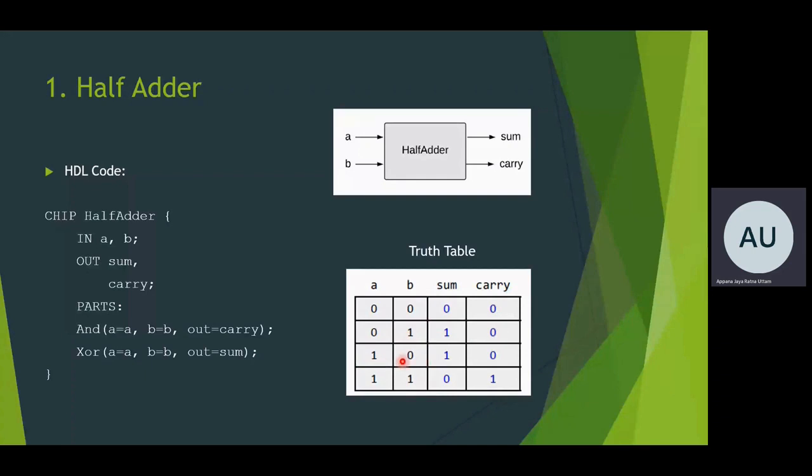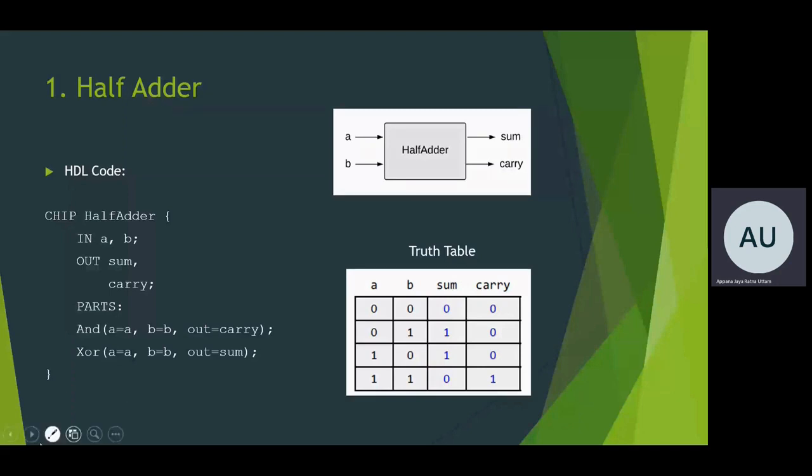And again, in the case of 1 and 0, the output will be the same. The sum will be 1 and carry will be 0. And if you add 1 and 1, we get 2. But as it is a representation in binary, the sum of both of them will be 0 and carry will be 1. And if we observe, the sum can be in the form of an XOR gate, and carry will be in the form of an AND gate. So that's the reason we used built-in gates AND and XOR to make a half adder. So this is the first chip which we are going to build.